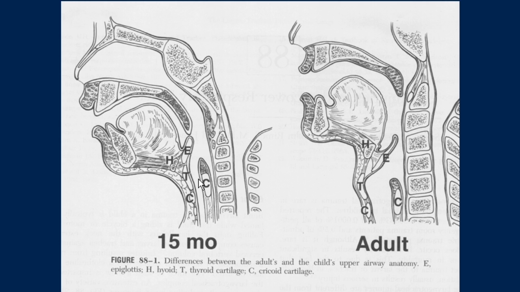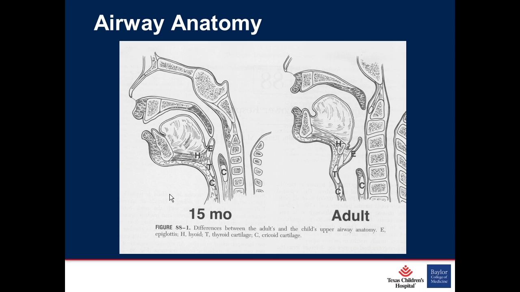But the big difference is a pediatric larynx sits much higher than in an adult. Their epiglottis nearly touches their soft palate. This is why sometimes they're an obligate nasal breather. And another important thing about the pediatric larynx is their cricoid is smaller, and it's the smallest part of their airway. And if there's any injury to their cricoid, you have much higher risk of having airway problems.